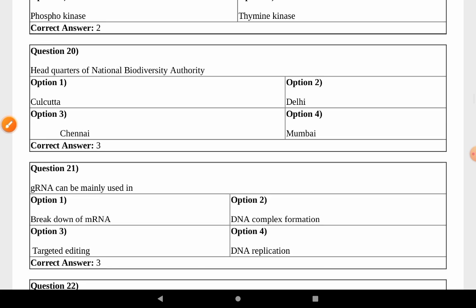Our next question is headquarters of National Biodiversity Authority. Option 1 Kolkata, option 2 Delhi, option 3 Chennai, option 4 Mumbai. So the correct answer is option 3 Chennai. So the headquarters of National Biodiversity Authority is in Chennai.